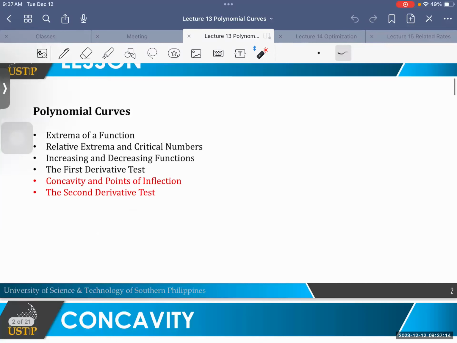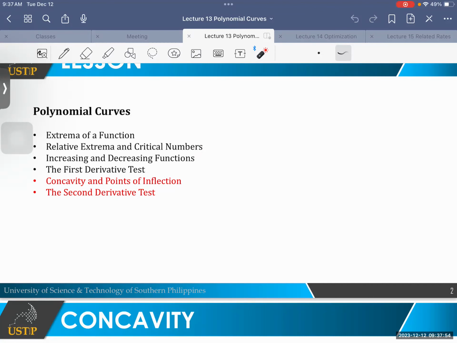So, in the last lecture, the way we discussed this topic is that we started with the introduction, and then we progressed into combining increasing and decreasing functions, and then the first derivative test, and then we progress into the second derivative test. You will see later that the second derivative test is actually the culmination of what we have learned under polynomial curves. So it's like an all-in-one. You can get the extrema, you can get what the graph looks like.